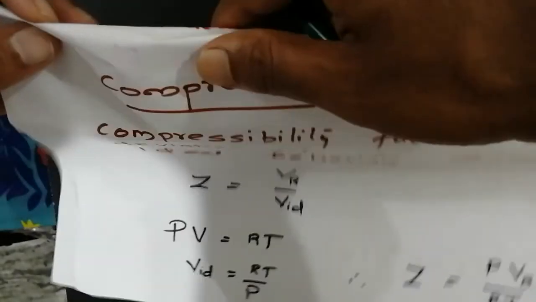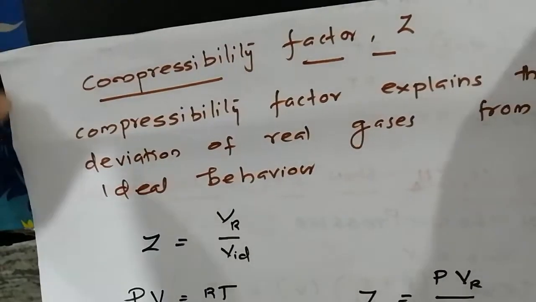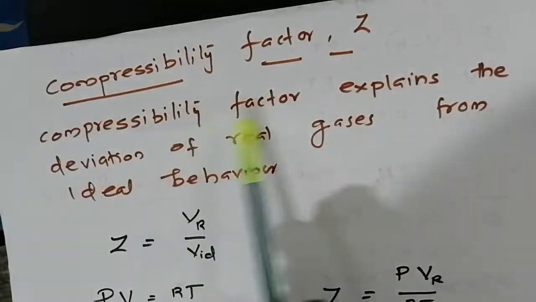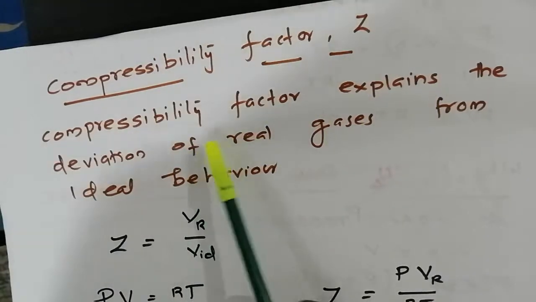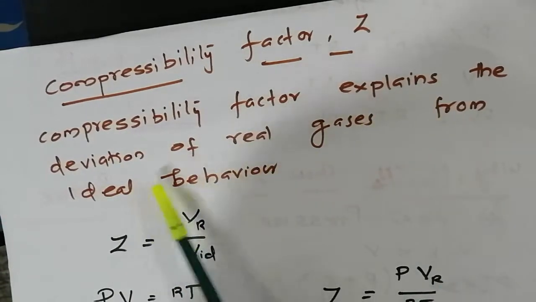Now, compressibility factor. The compressibility factor explains the deviation of real gases from ideal behavior.